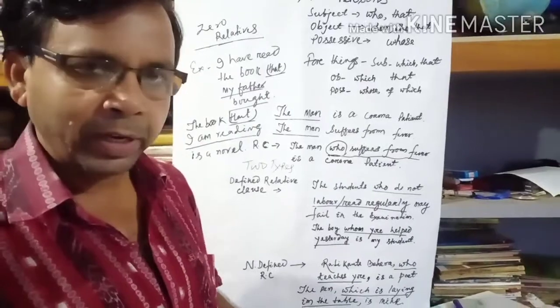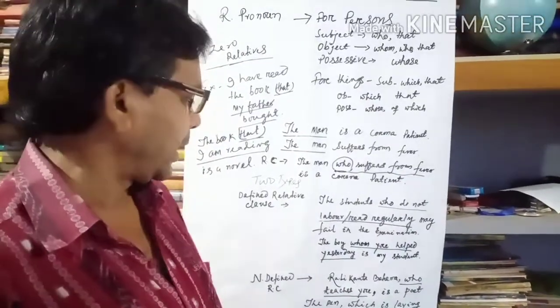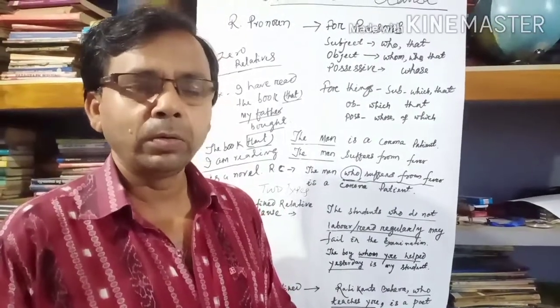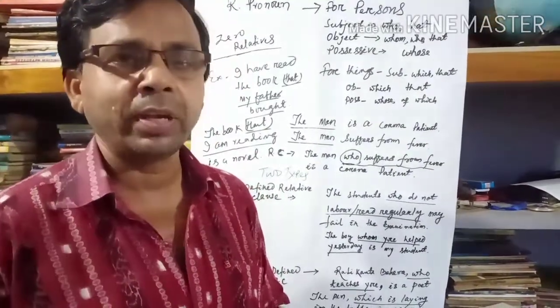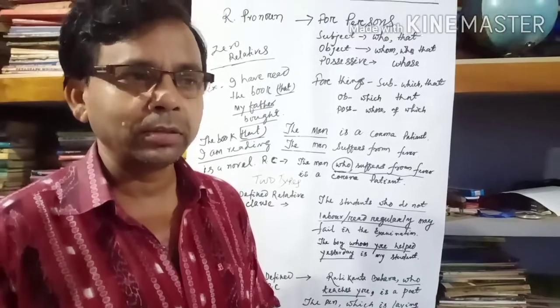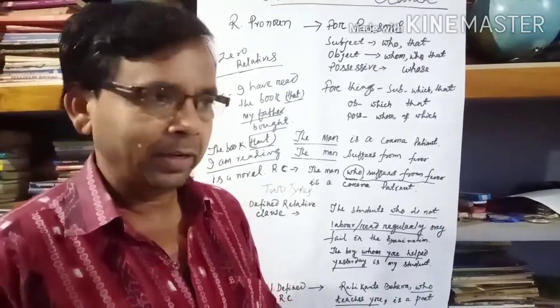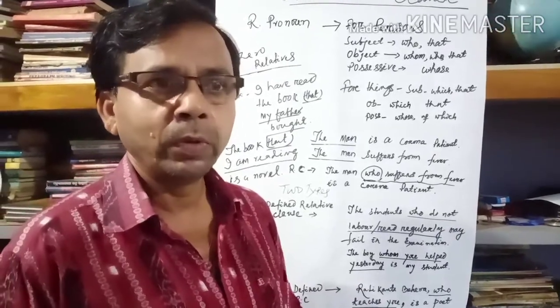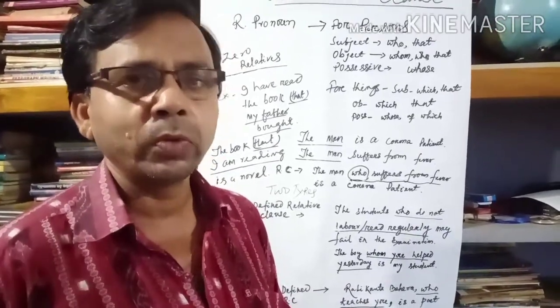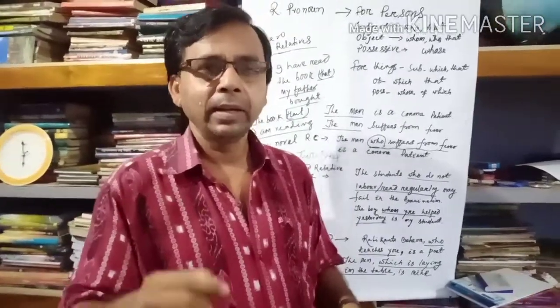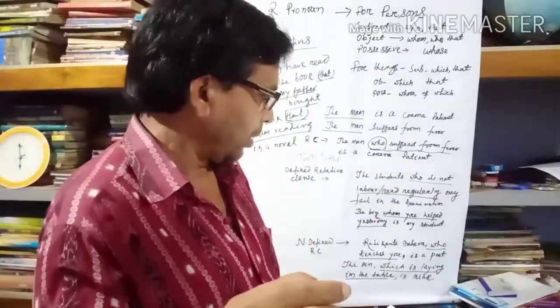Or I may cite another example. The hero who has committed suicide is Sushant Singh Rajput. Here, the hero is Sushant Singh Rajput is the principal clause. Who committed suicide is the relative clause.